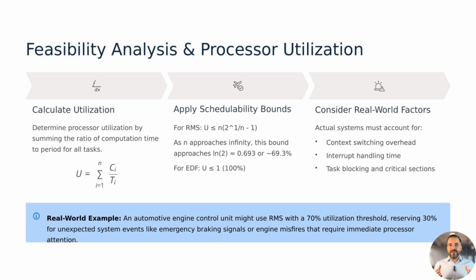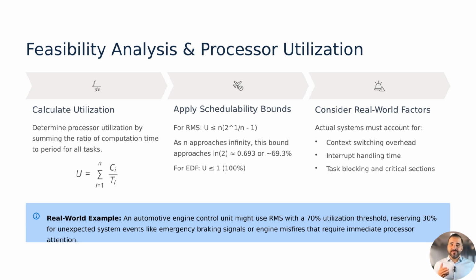Now, earliest deadline first, or EDF, is more flexible. It can theoretically use up to 100% of the CPU, meaning if your tasks fit within that full capacity, they're schedulable. That sounds great, but it comes with a cost. EDF requires more runtime calculations to constantly update task priorities, which adds overhead. In practice, real-time systems face other challenges too. You have to consider delays from interrupts, context switches, and shared resources, like when multiple tasks try to access the same hardware at the same time.